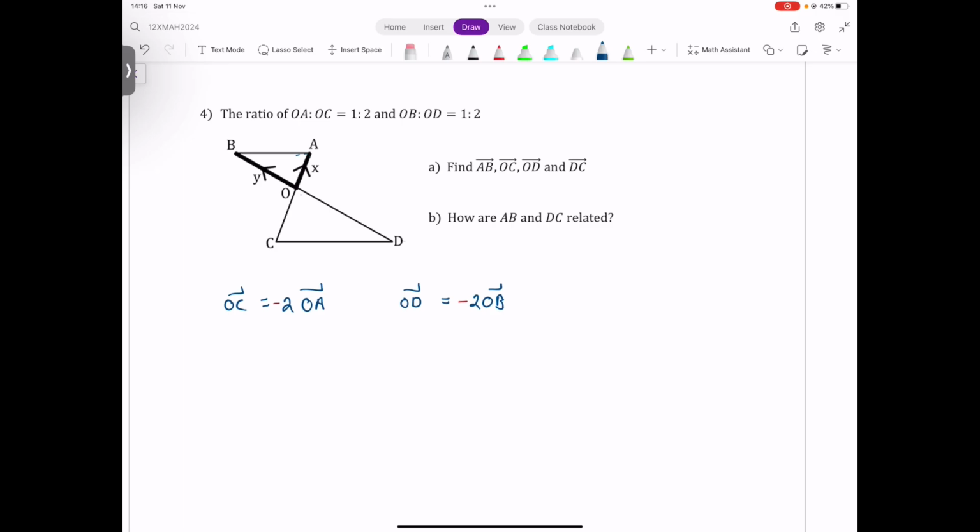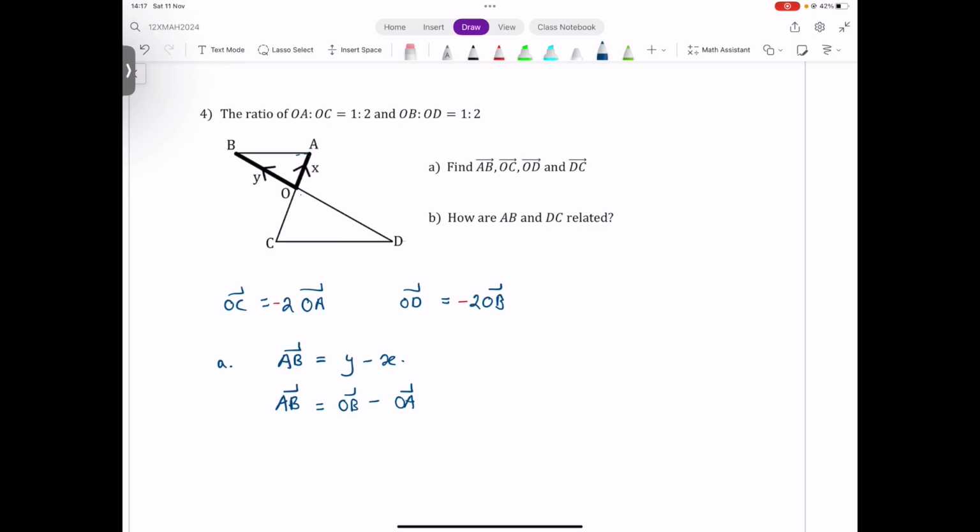So part A, we're going to find AB, OC, OD, and DC. So AB, now we've got x and y in the question, so let's use them. AB is y minus x, which is OB minus OA. So that's AB there. Okay, OC, let's have a think about what OC is equal to. We should already have figured that out at the top. OC is minus 2 OA, and OD is minus 2 OB. So we've done those two.